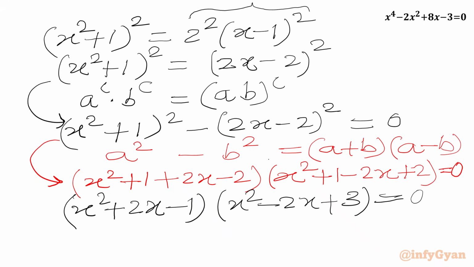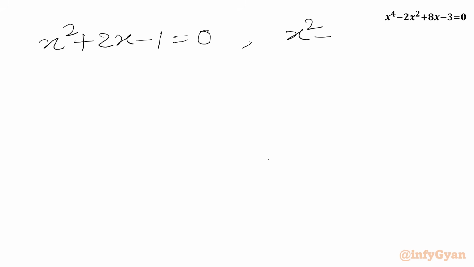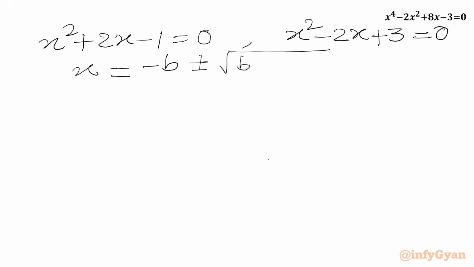Now we can use the product 0 rule. We will get either x square plus 2x minus 1 equal to 0, or x square minus 2x plus 3 equal to 0. So we have two quadratic equations which we'll be solving using the quadratic formula method. So let us write the formula first. X equal to minus b plus minus square root of b square minus 4ac over 2 times a.